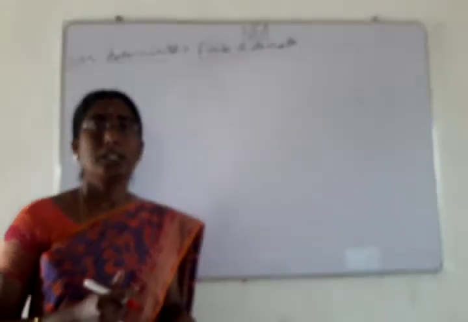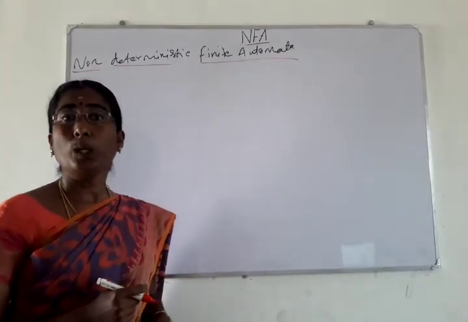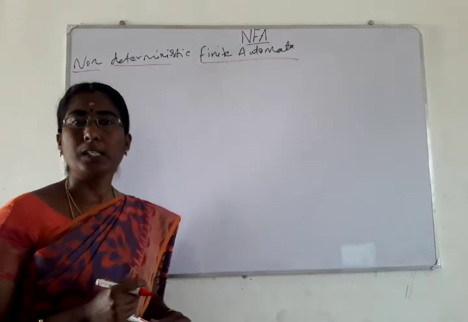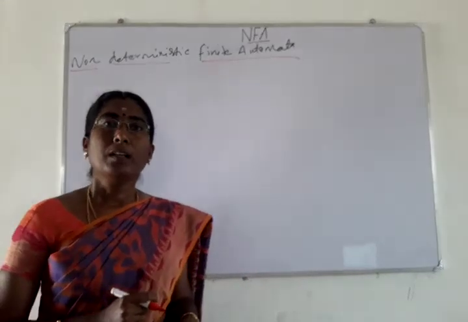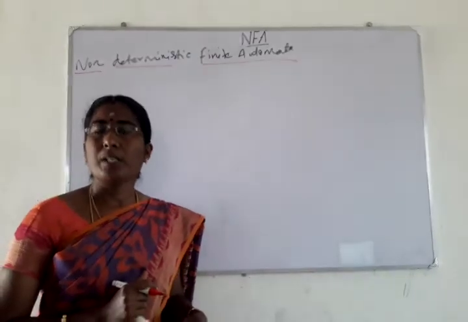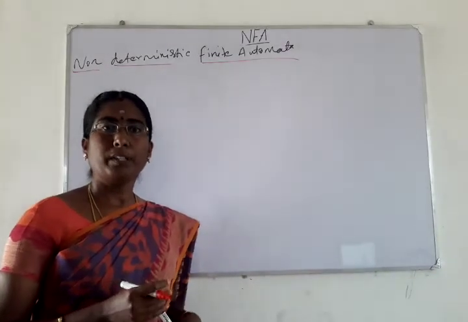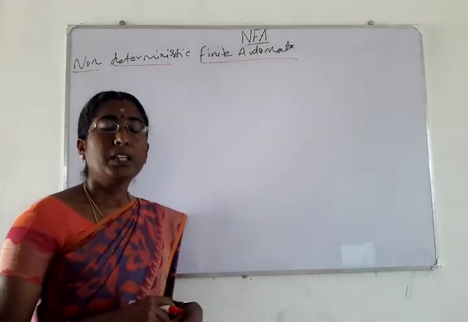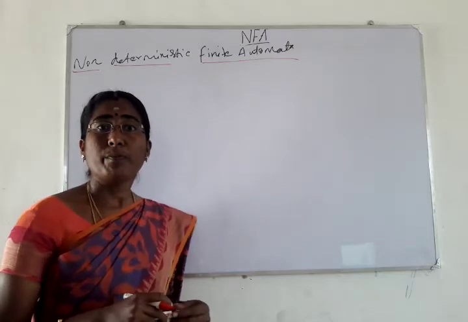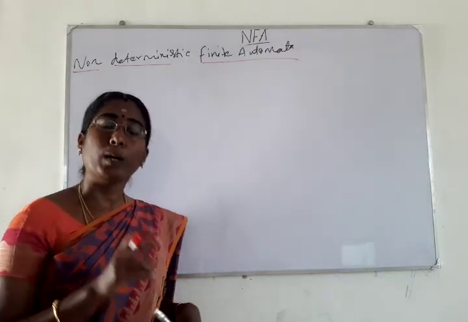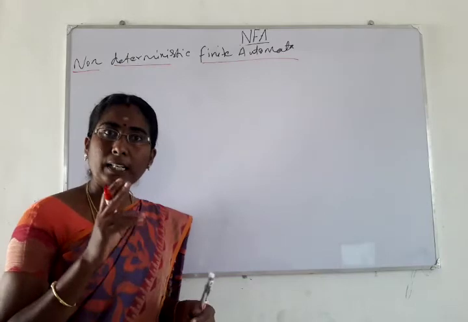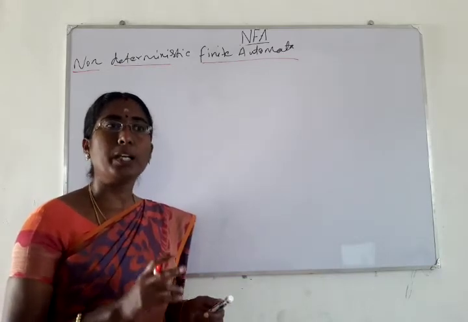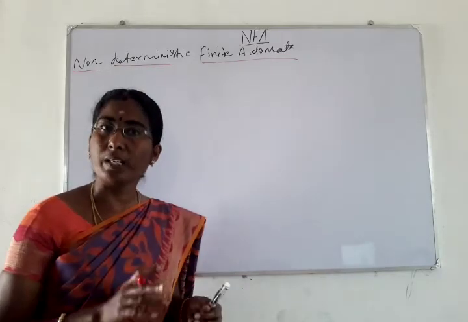Hello friends, now we will see about the non-deterministic finite automata, that is NFA. What is DFA and what is NFA? DFA and NFA are the two different types of finite automata. In DFA, for each and every symbol we have exactly one transition. We have only one transition for each and every input symbol from each and every state.